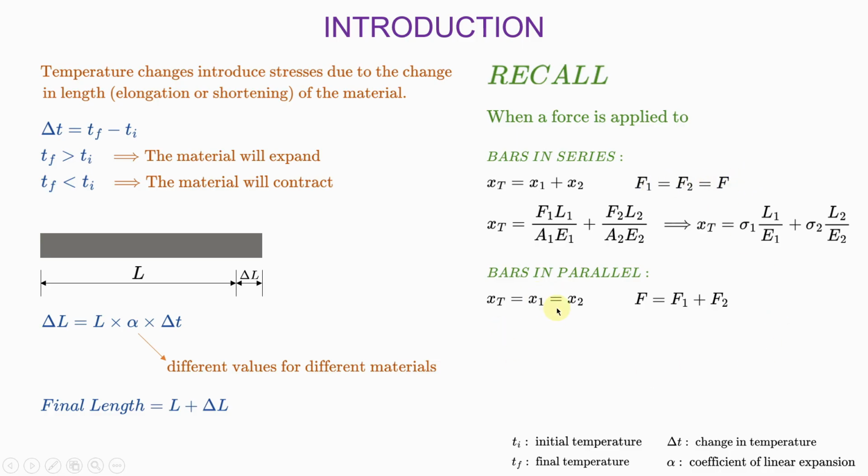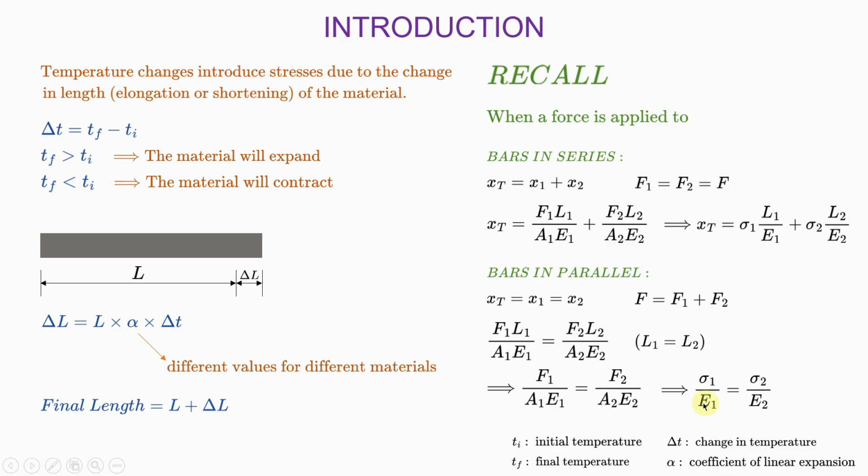And so from this, X1 being equal to X2, we can write it like that. Generally with bars in parallel, the lengths of the bars are equal. So L1 is equal to L2, which means we can simplify this equation, because L1 and L2 cancel. And then again, F1 over A1 is sigma 1, F2 over A2 is sigma 2, because stress is equal to force over area. Therefore, this equation can be further simplified to something like that.